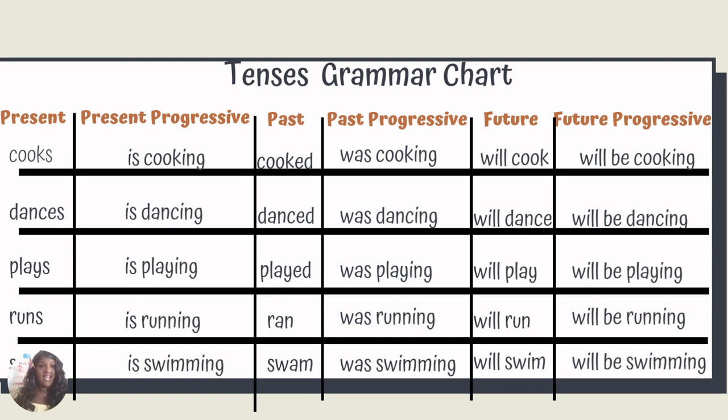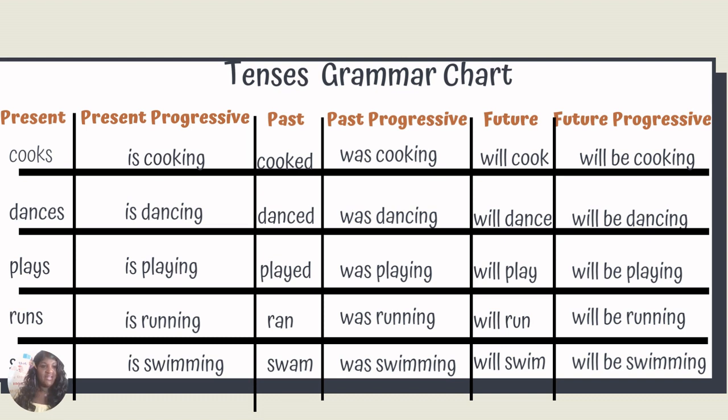Now we have our tenses in a chart to make it easier to remember. Our verbs are cook, dance, play, run, and swim.